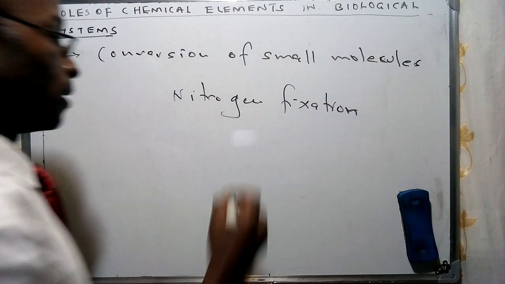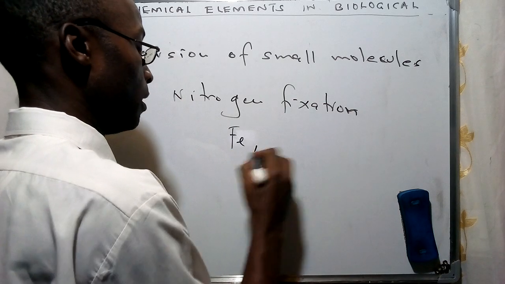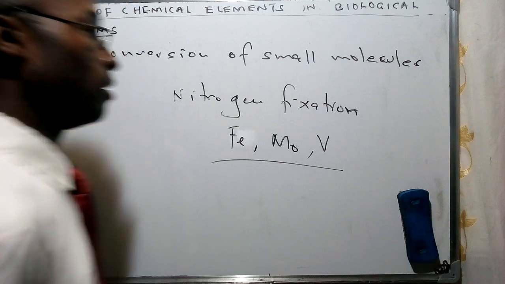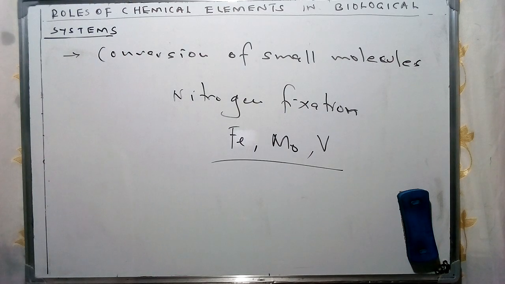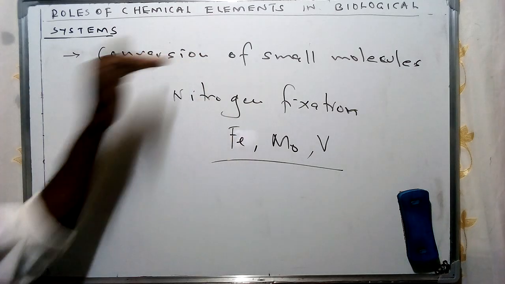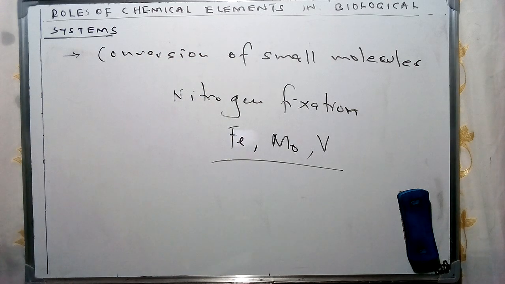And this is going to be facilitated by the presence of metals like iron, molybdenum, and vanadium, which are going to be acting as catalysts, which I've mentioned. So this is going to be one of the roles of these specific elements, which are going to be involved in conversion of small molecules, which is one of the major functions which we had listed from our previous videos.